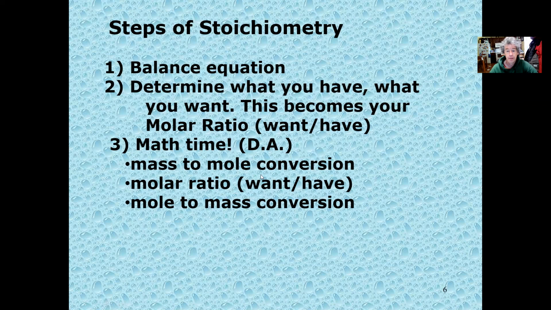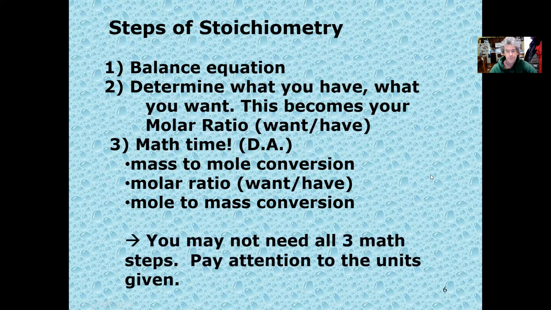So frequently there'll be 3 steps in stoichiometry problems, going from mass to moles of your have, moles of your have to moles of your want, and then moles of your want to mass of your want. You might not always need all 3 steps, so pay attention to units. You might be given moles. You might only have to solve to moles. So it doesn't have to be all 3, but frequently it is.